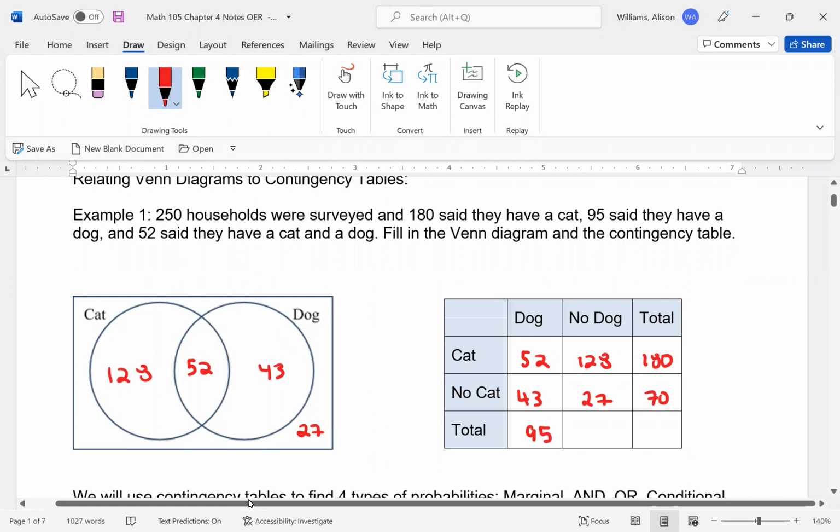Now, people who don't have a dog, again, we could figure that out by adding 128 and 27, and that comes out to 155. But that's also what would happen if we subtracted 95 from the total of 250. And 250 is what I'm going to put here because that's the total of both the rows and the columns. They total up to 250. So this gives me every possible scenario. And we use contingency tables when we start calculating probabilities.